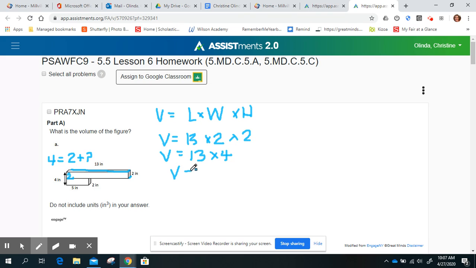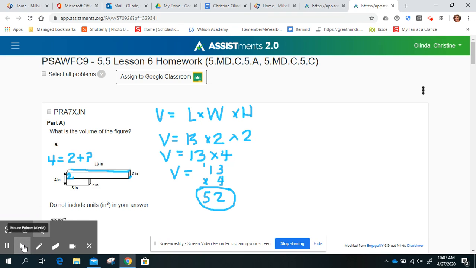And if I can't solve it like that, I can always solve it like this, and write it vertically. 3 times 4 is 12, and 4 times 1 is 4, plus 1 is 5, so 52. Now this is not my final answer. That is just the volume of the top figure. So now I need to find the volume of the bottom figure.